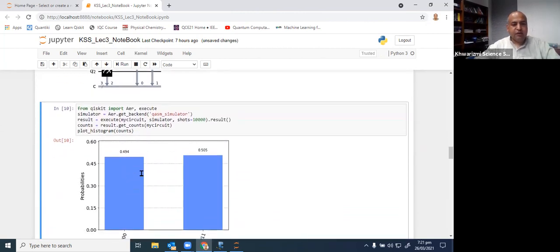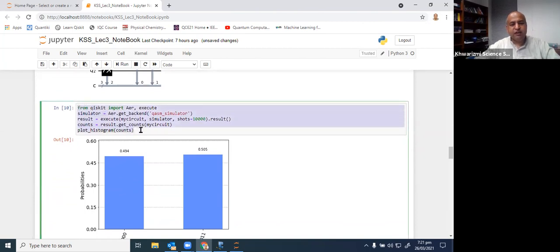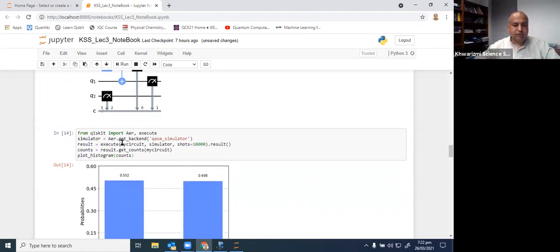And now this is the procedure for executing a circuit on a simulator. You import Aer and execute, and then you set the backend as the simulator. This time I'm calling it simulator; last time I called it backend. In the execute command, you specify your circuit, your simulator, and the number of times that you want to run this circuit. Then I'm getting results, and from results I'm getting counts and plotting the counts.